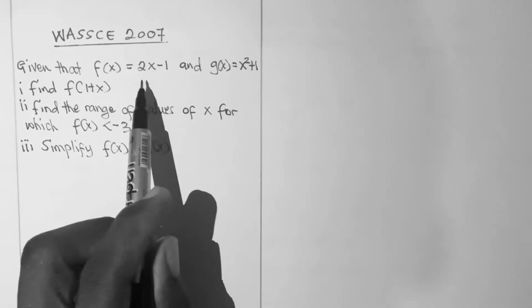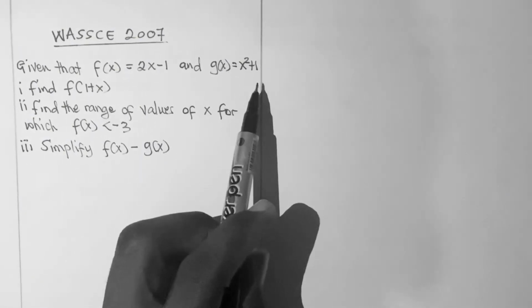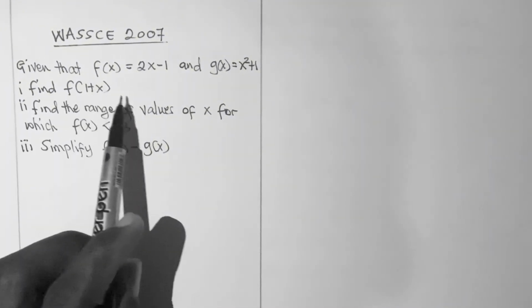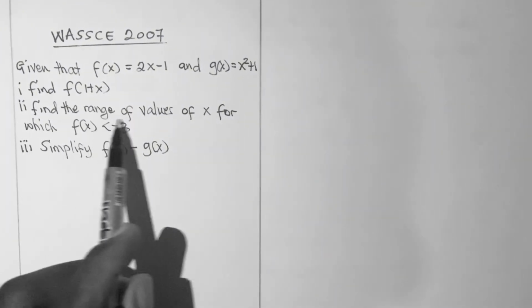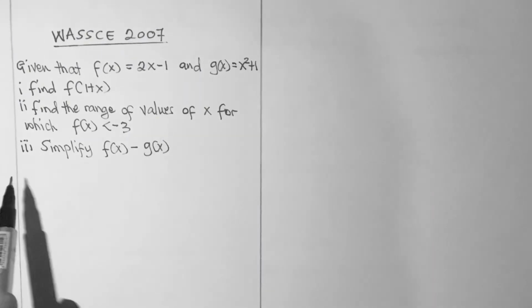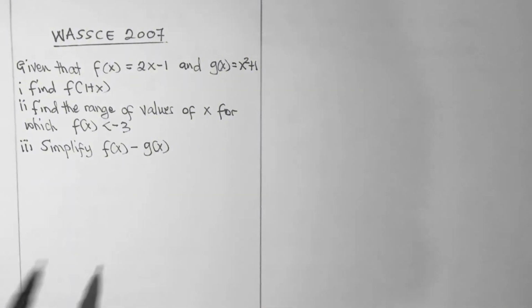Given that f of x is equal to 2x minus 1 and g of x equals x squared plus 1, find f of, in brackets, 1 plus x. Then find the range of values of x for which f of x is less than minus 3. And then simplify f of x minus g of x.